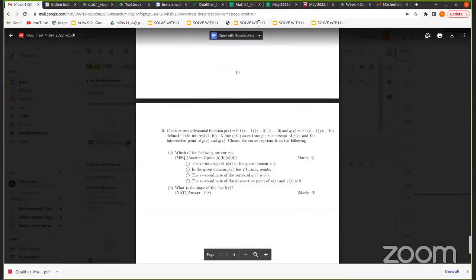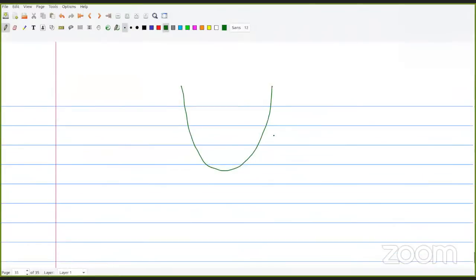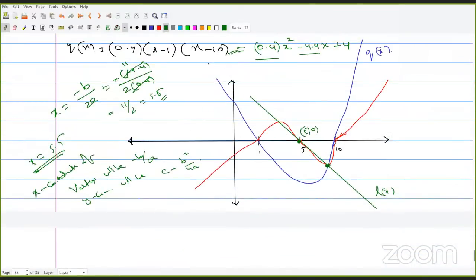So how to solve the slope of the line then? We will try to find it. Sir, can you please solve that fourth point also? Yes, sir, please. The fourth point is the x coordinate of the intersection point of p of x and q of x. Even that we will do now.